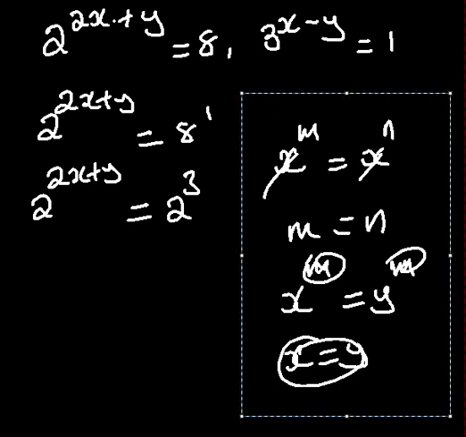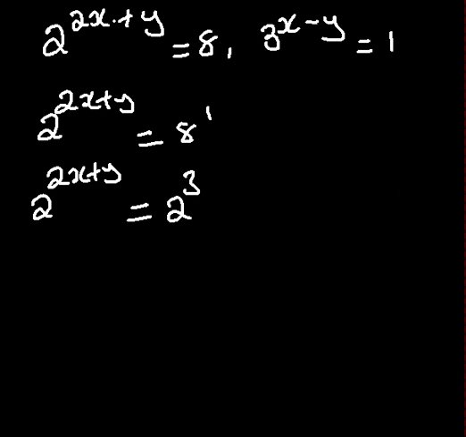So how should you proceed on that? Since the bases are the same, we just have to equate the powers. So we have 2x plus y is equal to 3. Now this is regarded as equation number 1.